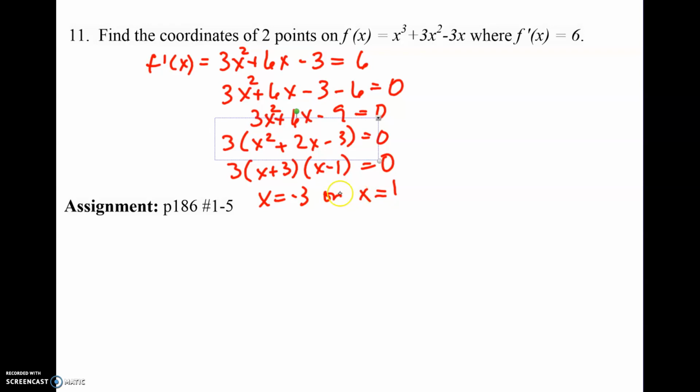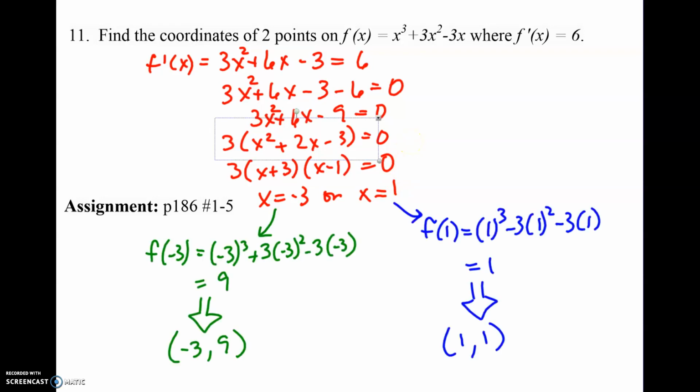So those are the two spots where this derivative is going to equal 6, where the slope of the tangent line is 6, meaning at these two spots the tangent line is going to have a rise of 6 and a run of 1, right? 6 over 1. So you can imagine these two lines at x equals negative 3 or x equals 1 of that function. Okay, so I put the x in, found the y, there's the 2 points, and here's your assignment.